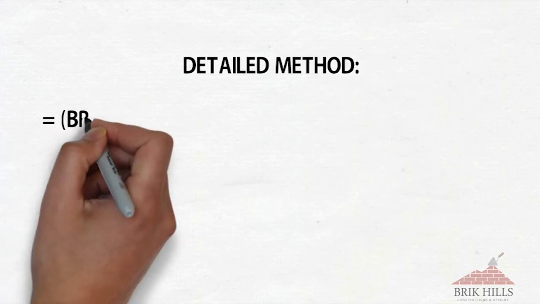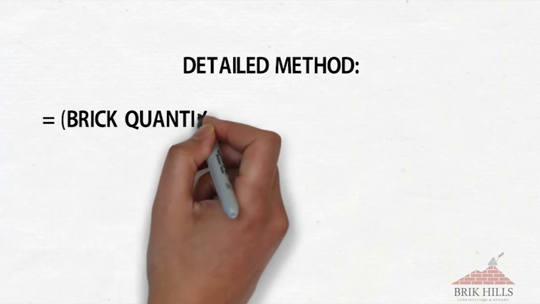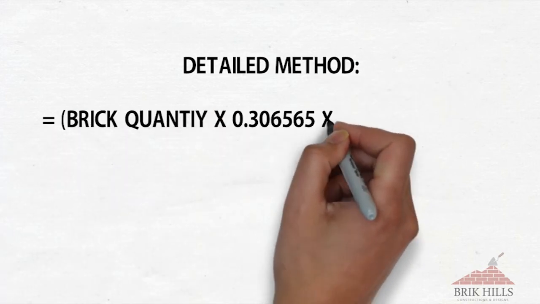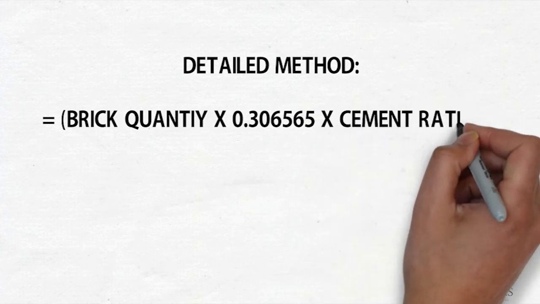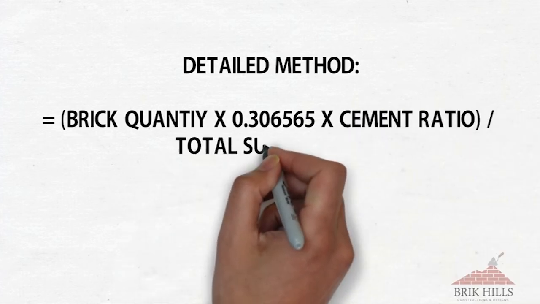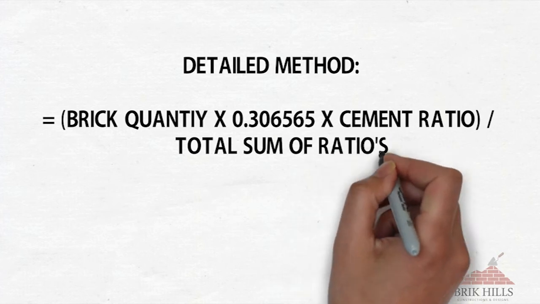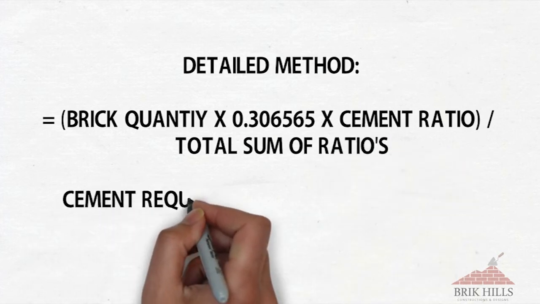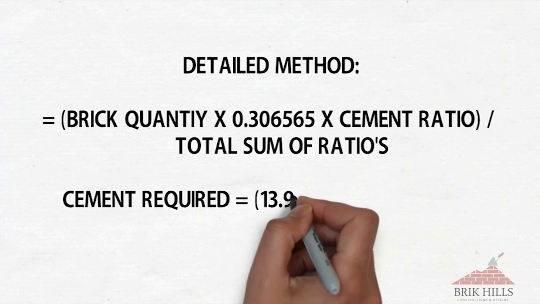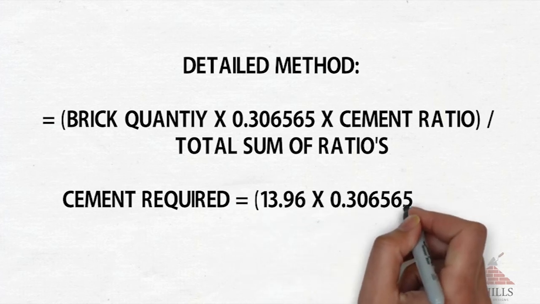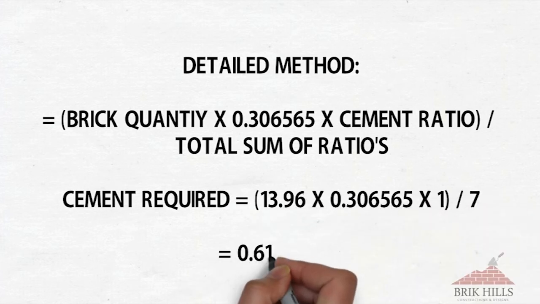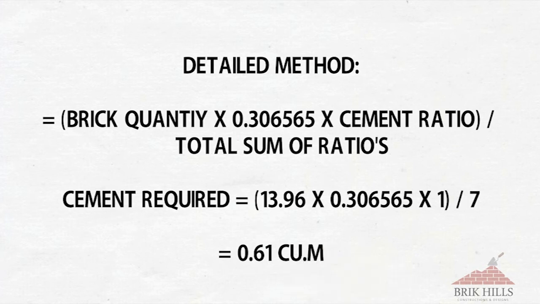Next we can see the detailed method. Quantity of cement equals brick quantity into 0.306565 into cement ratio, divided by the total sum of ratios. Therefore cement required equals 13.96 into 0.306565 into 1, divided by 7, equals 0.61 cubic meter.